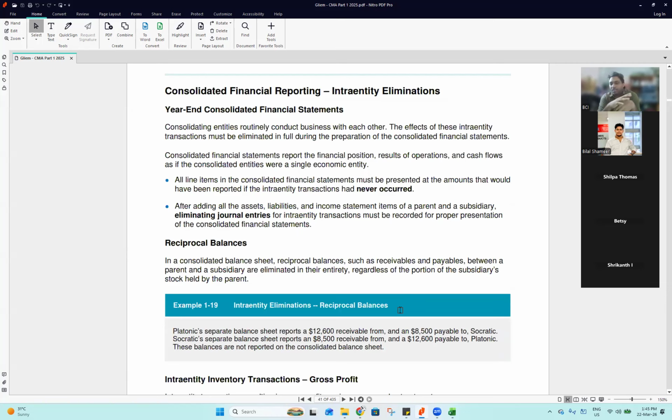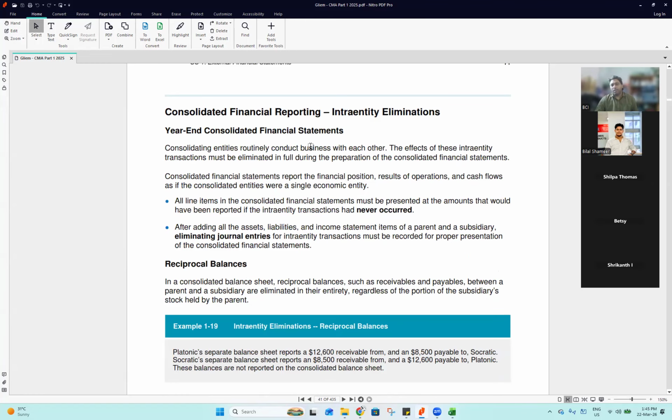Consolidated financial statements, financial reporting, intra-entity eliminations. In year-end consolidated financial statements, consolidated entities routinely conduct business with each other. The effect of these intra-entity transactions must be eliminated in full during the preparation of the financial statements. Consolidated financial statements report the financial position, results of operations, and cash flow of the consolidated entities as if they were a single economic entity. All line items must be presented at the amount that would have been reported if the intra-entity transactions had never occurred.